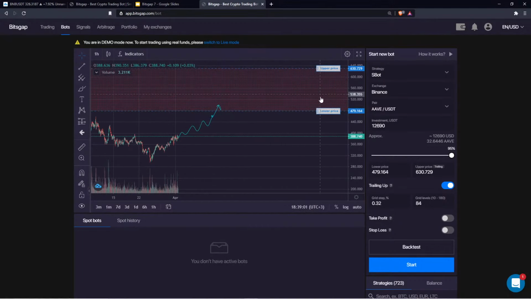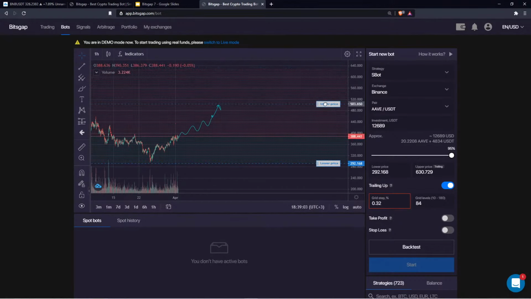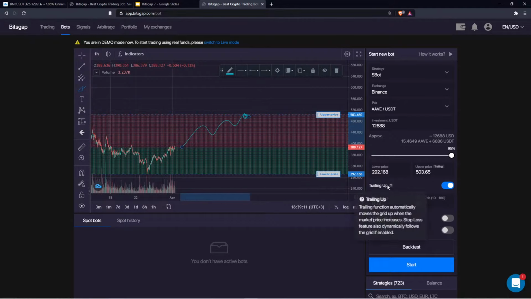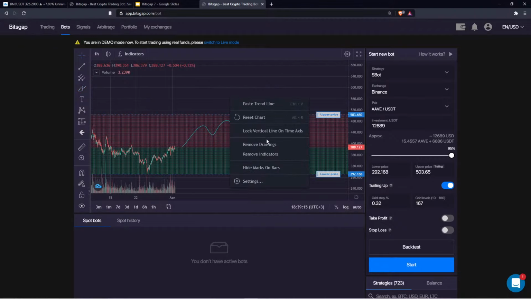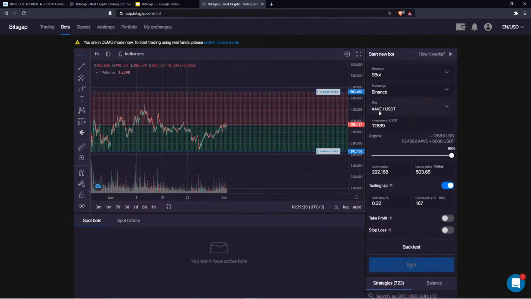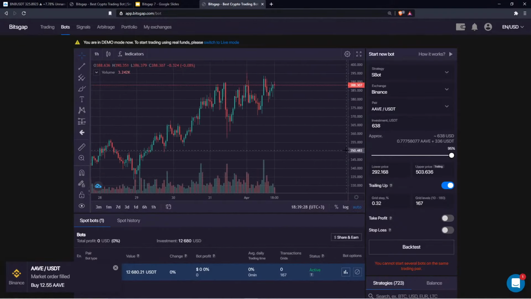Okay, so that's the trick for you to use if you want the bot to continue trading even if it breaks the upper price. Use the trailing up to follow the market automatically. Okay, so let's just launch this one. I don't care about the settings, I just want to show you the metrics that we get here in the spot bots. So here we go.